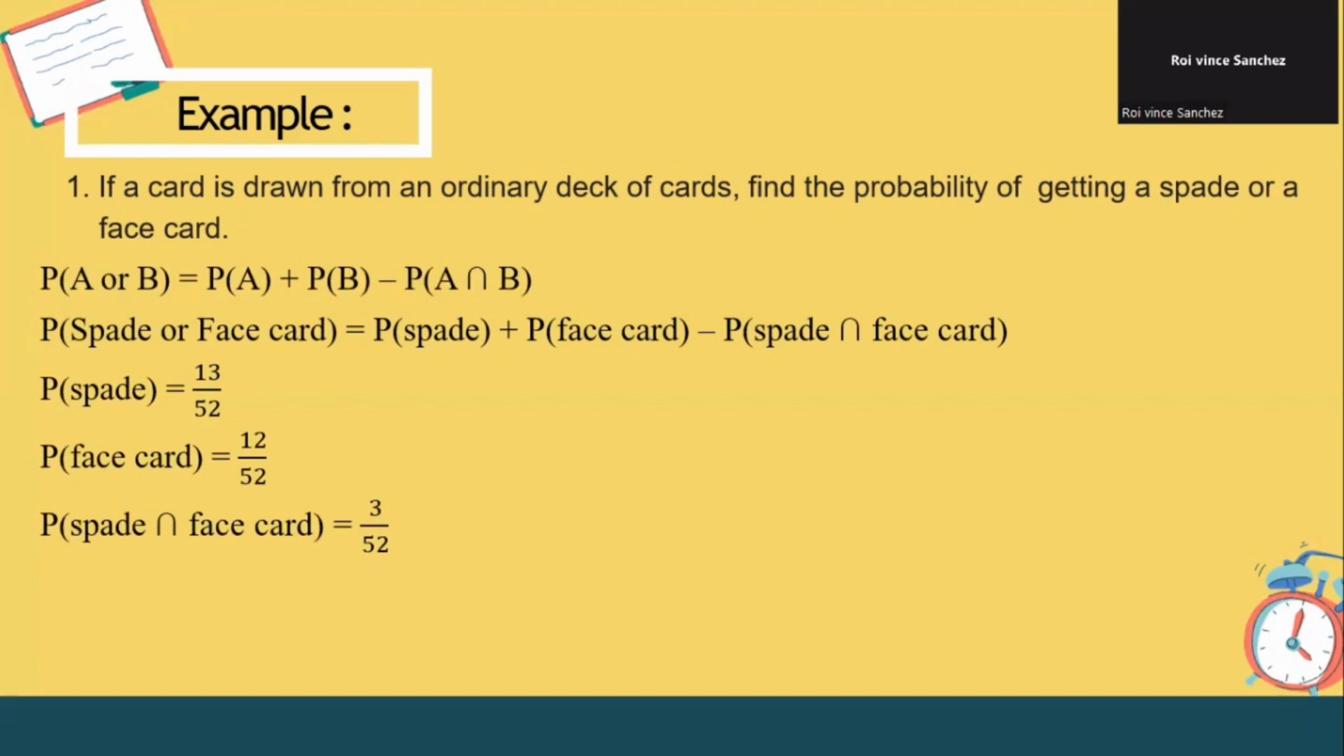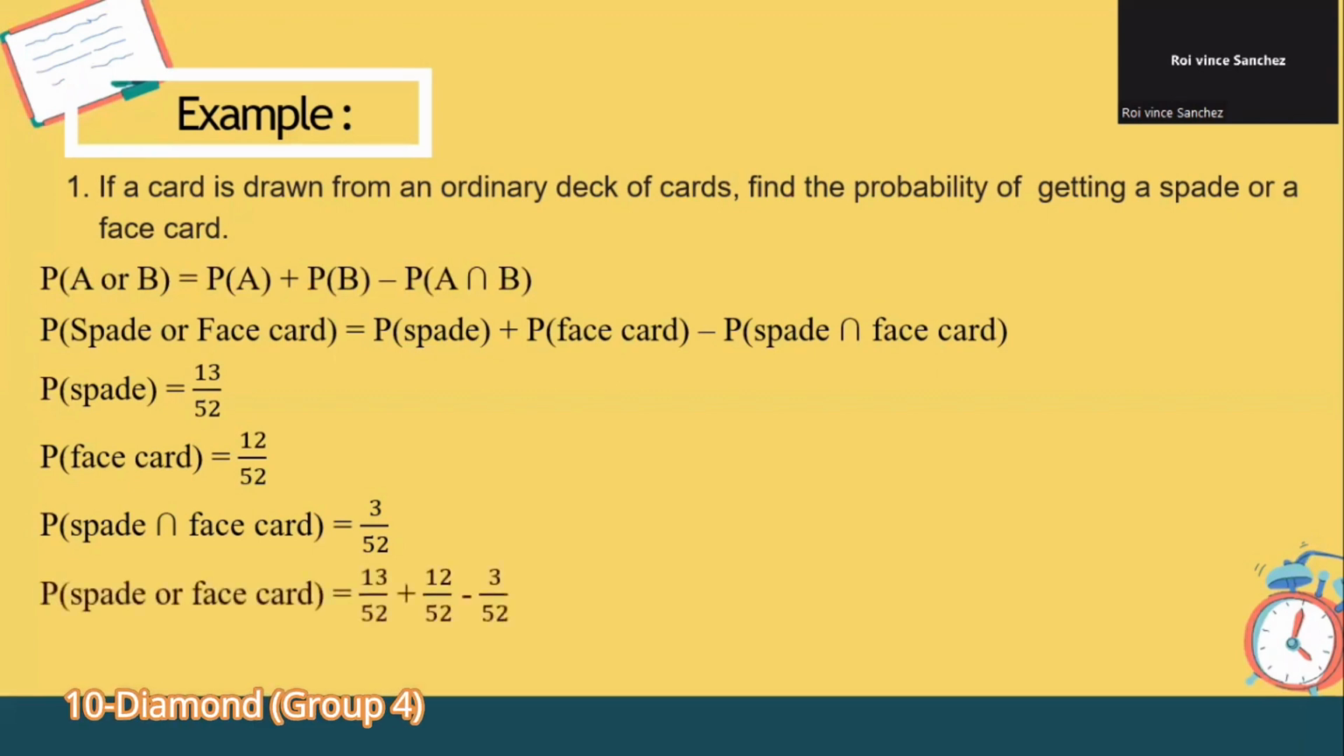Hence, the probability of getting a spade or face card is equal to the probability of getting a spade plus the probability of getting a face card minus the probability of getting a spade and face card. 13 over 52 plus 12 over 52 minus 3 over 52 is equal to 22 over 52. We can simplify it by dividing the numerator and denominator by 2, and that is equal to 11 over 26.